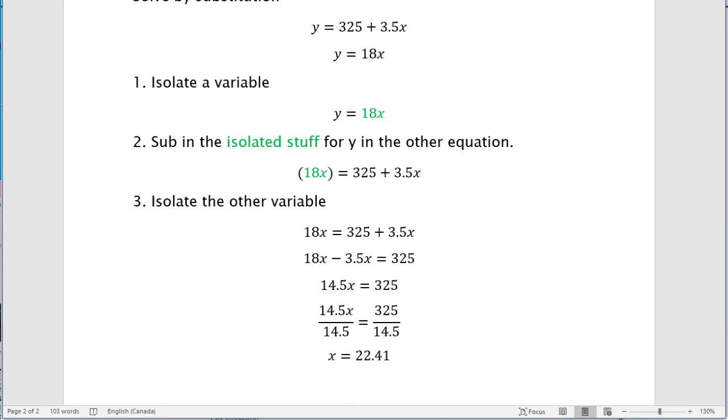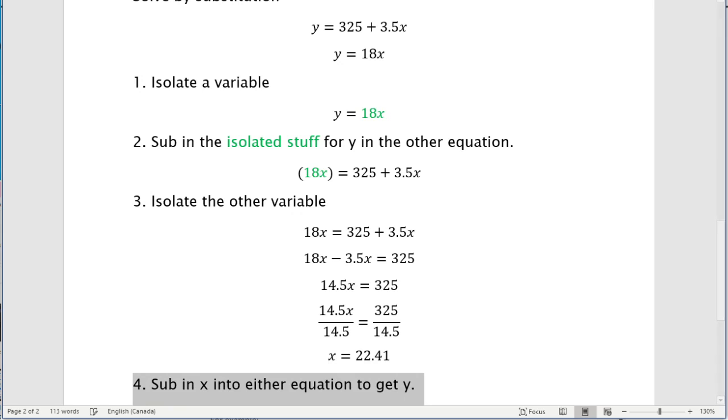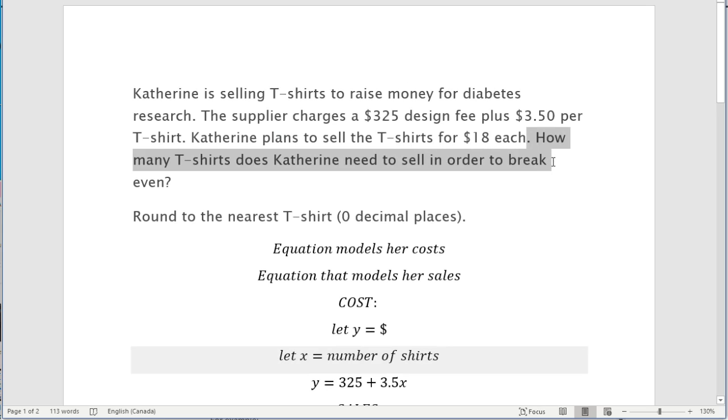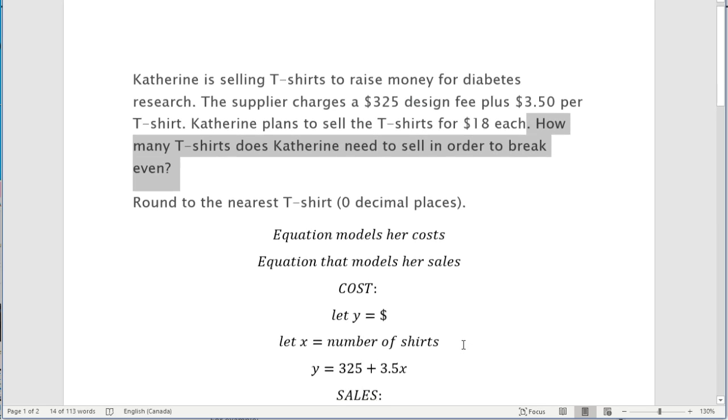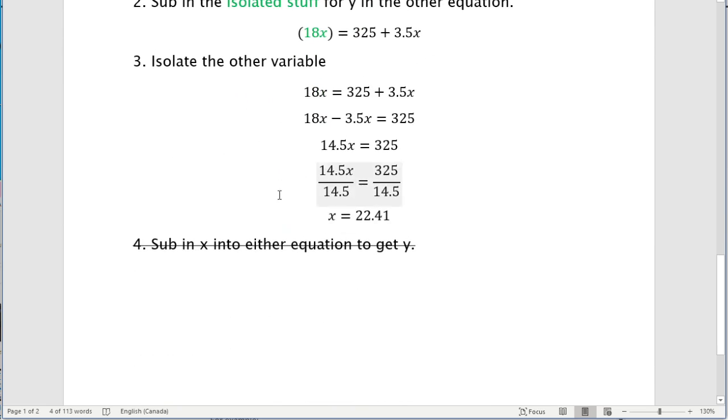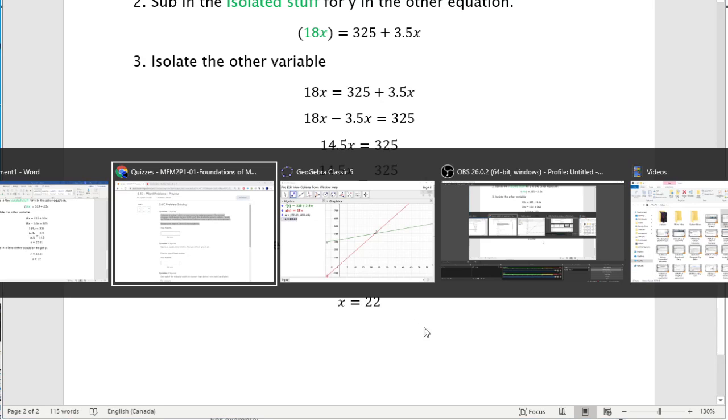Now, normally, you would say sub in x into either equation to get y. But we don't need to do that in this question, because let's go back and read it. It says, how many shirts does she need to sell to break even? And we said x is the number of shirts, right? So we found x. We actually don't need y in this problem, right? X is equal to 22.41. And then the question asks us to simply round it to the nearest shirt, which is 22, right? And that's what we're going to give for our answer.